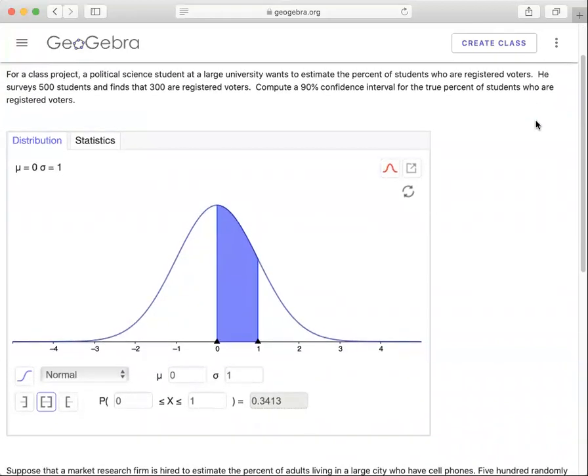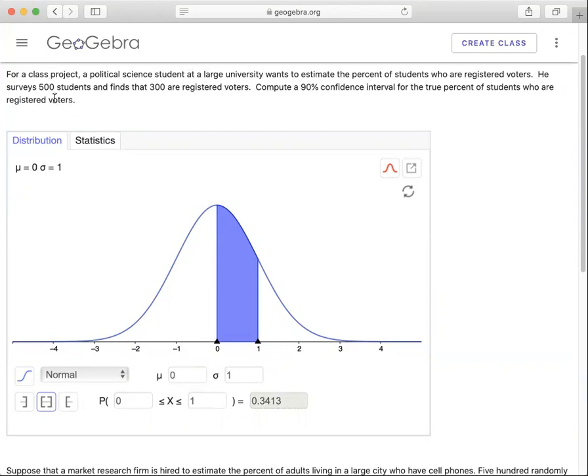Hello, this is a question using GeoGebra. So the problem is, copy the link from below and then follow along.